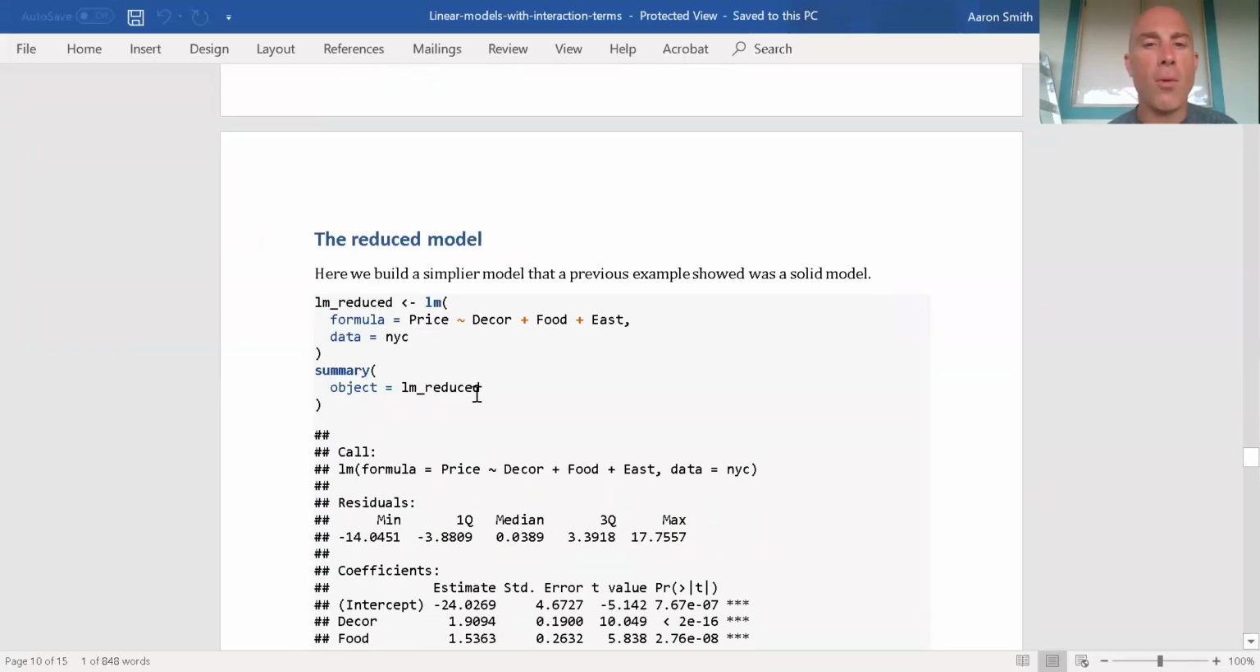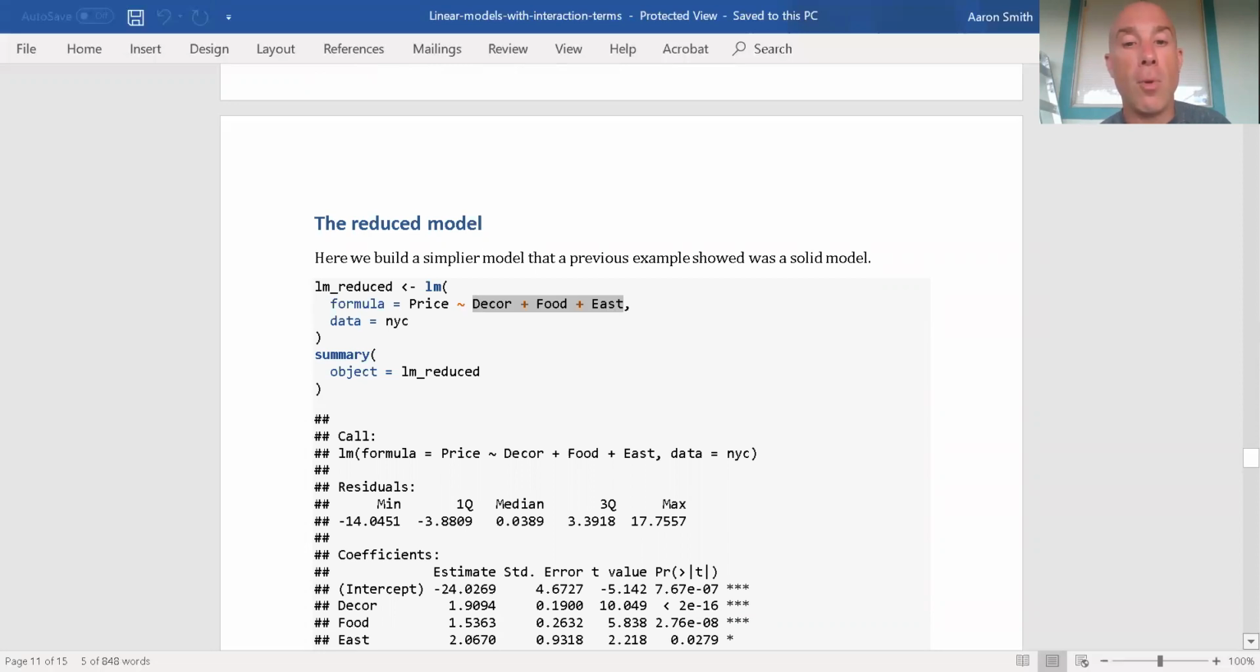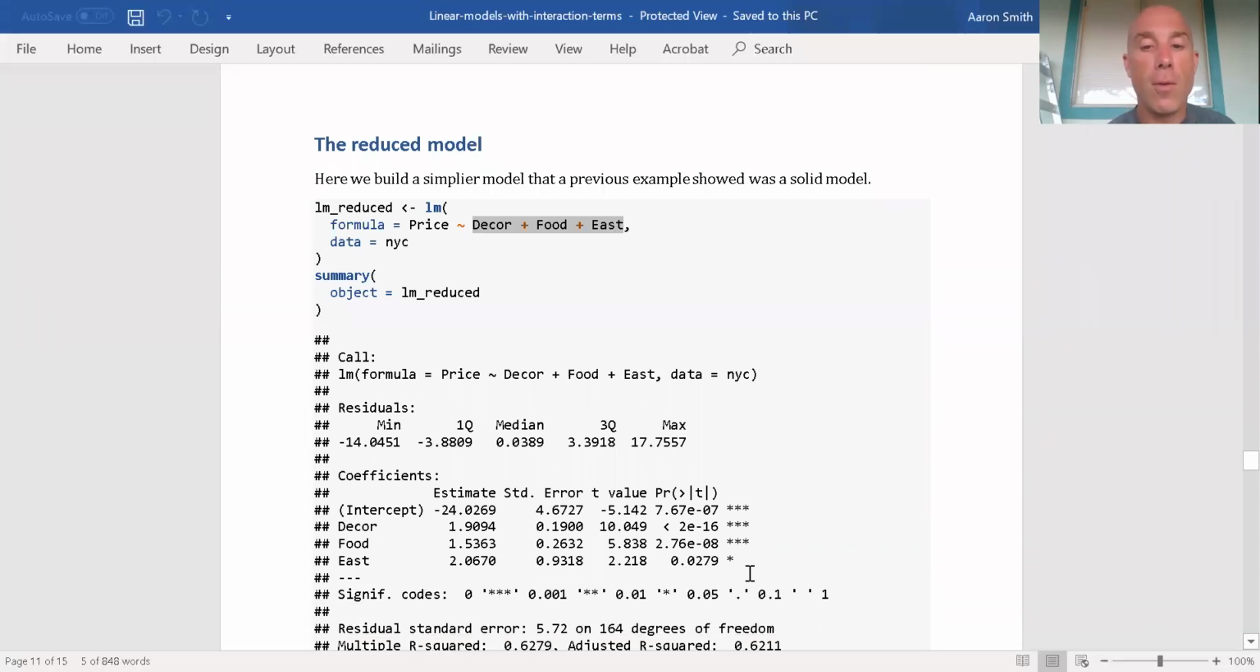Now let's reduce the model. Here, what we're going to do is go with decor, food, and east, and we're not going to have service. We're not going to have any interaction terms. So this is a much simpler model, and this is the model that was presented in the textbook. Let's look at this. You can see that all of them, including the intercept, are statistically significant.